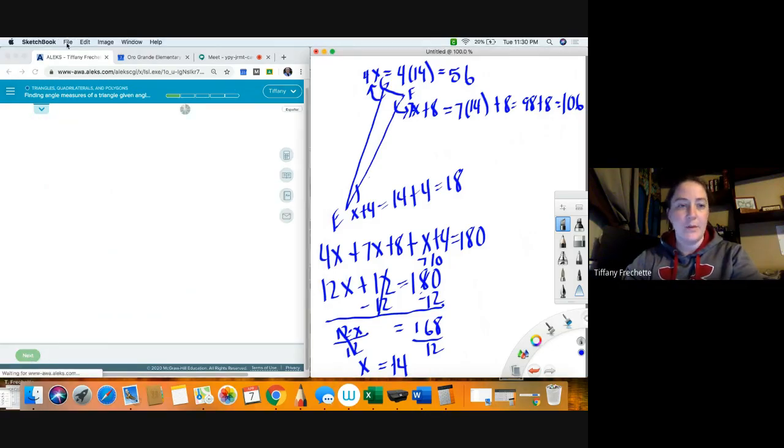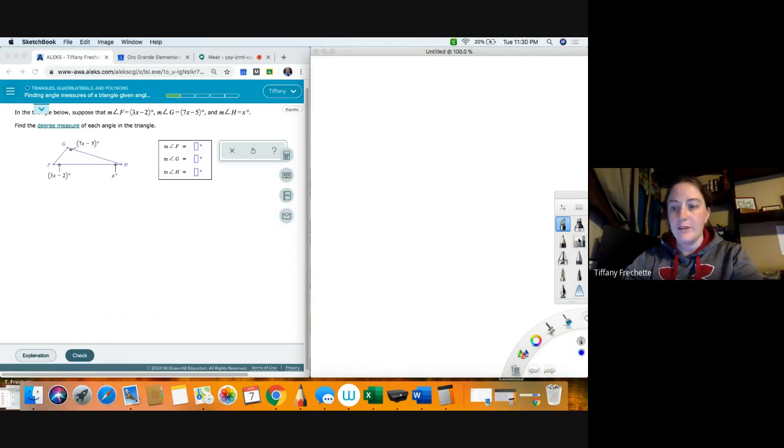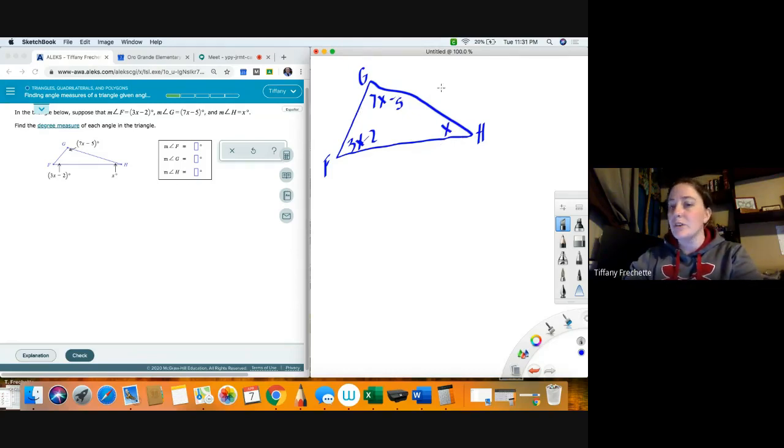All right, next I'm going to be a little lazy here and just do a brand new screen instead of erasing. All right, so I have my triangle. And I'll actually put the labels on it here. So it's a G, not a 6. So G, F, H. All right, so this angle is 7x minus 5, 3x minus 2, and x. All right, so again, we're just going to go through. All of them have to add up to 180. So I have 7x minus 5 plus 3x minus 2 plus x equals 180.